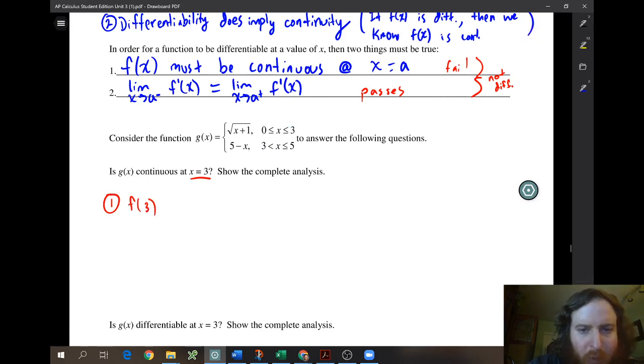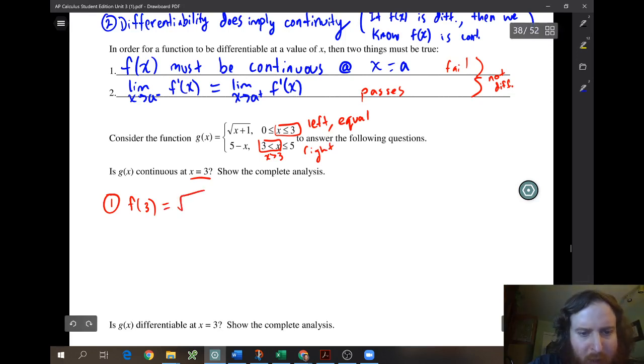Now, when we just isolate 3 less than or equal to, this would be the left side, from the less than and the equal side for that equal to part. And 3 greater than x, if we flip that, that's x is greater than 3. That's our right side, right? 3 is less than x is the same as x greater than 3. So f of 3, that was our left side. So this is going to be the square root of 3 plus 1. That's the square root of 4, which is 2.